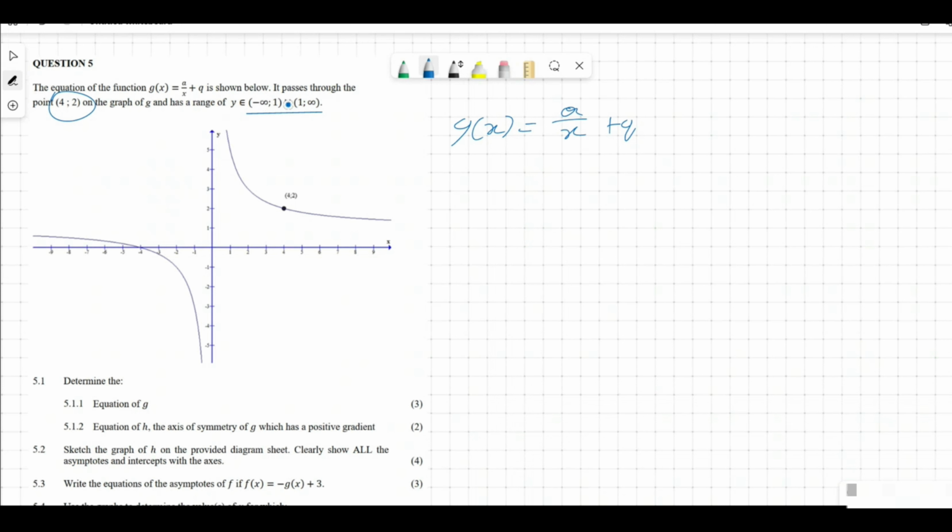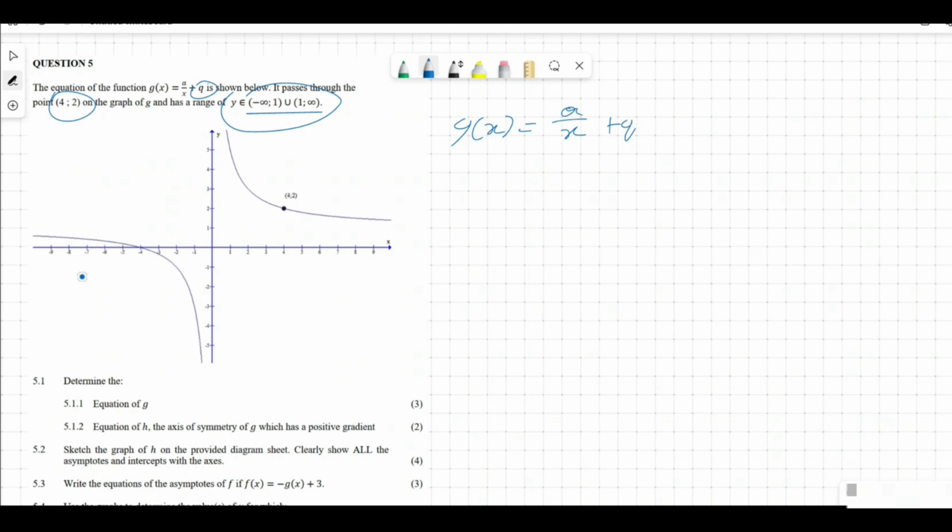Do you see that? The value of y cannot be 1. Why can it not be 1? It means it has a horizontal asymptote at y equals 1. The horizontal asymptote is at y equals 1. What is the horizontal asymptote? The horizontal asymptote is the value of q. So from this statement, we can see that the value of q is 1.